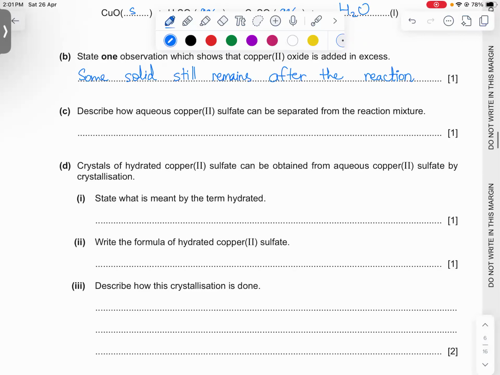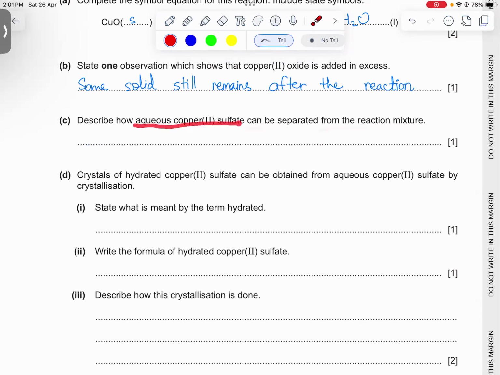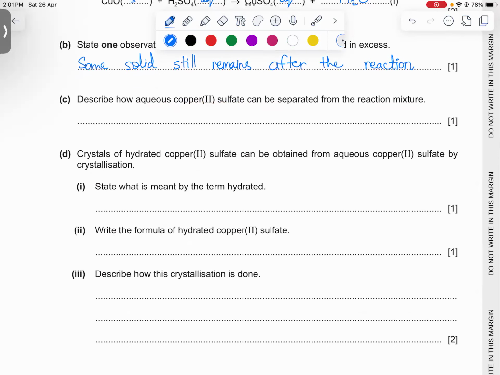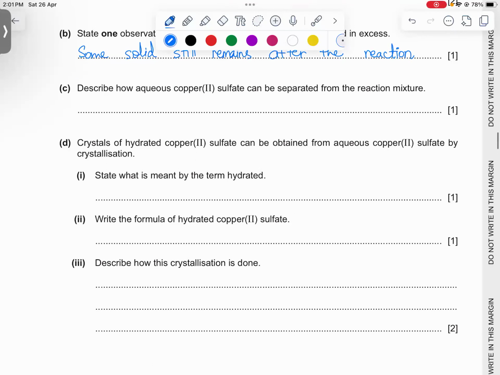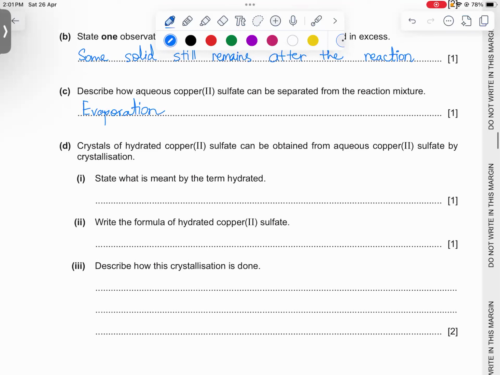Next, describe how aqueous copper 2 sulfate can be separated from the reaction mixture. How could you separate aqueous copper 2 sulfate? So what is the way to collect something that is already dissolved? You evaporate it, right? Evaporation or crystallization, both could make sense because we do not know. Well, technically you do know, but still you want to be careful.